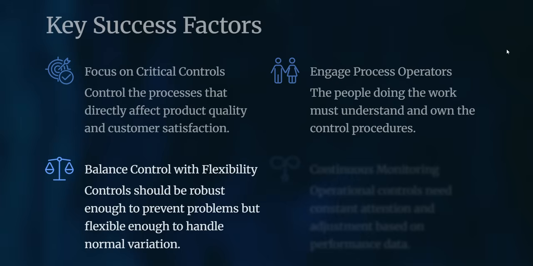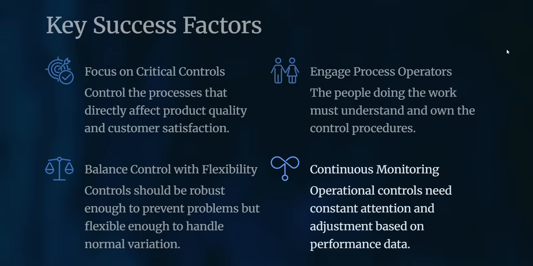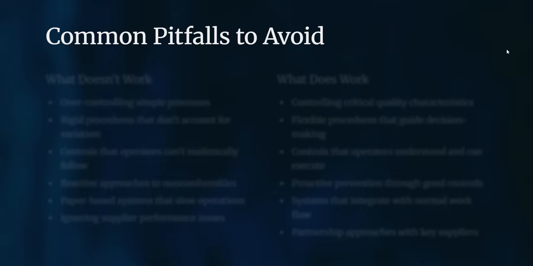Thirdly, balance control with flexibility. Controls should be robust enough to prevent problems, but at the same time, they must be flexible enough to handle normal variation. Fourthly, continuous improvement. Operational control needs consistent attention and adjustment based on performance data.